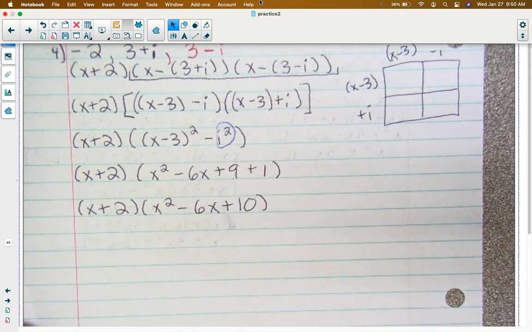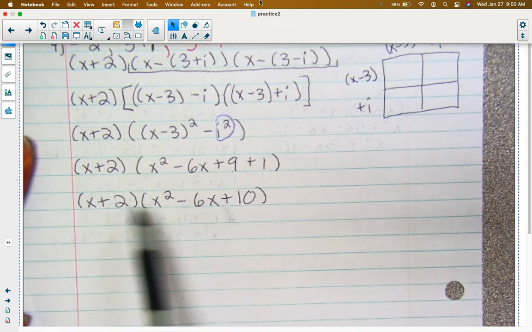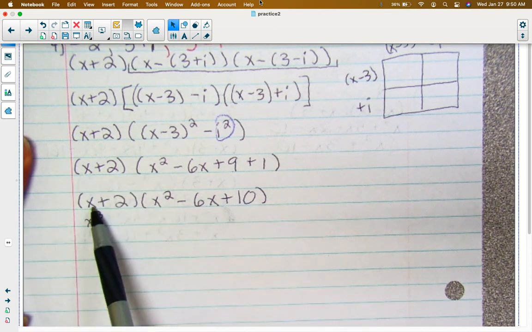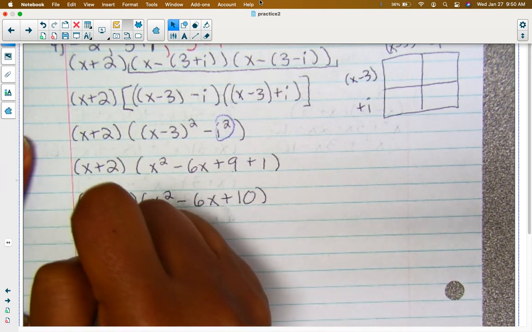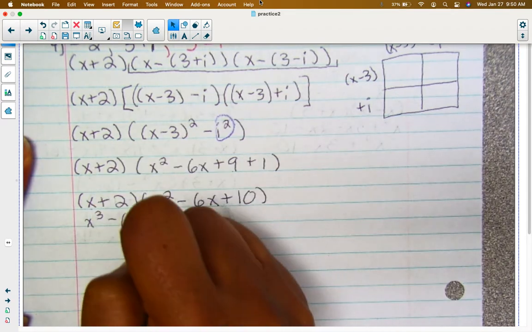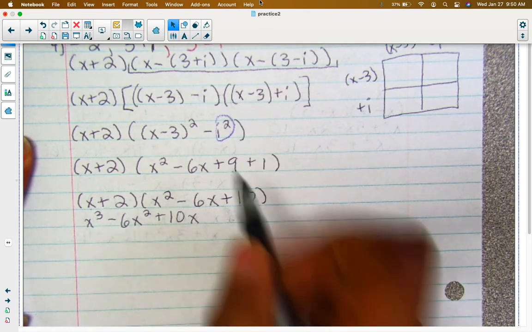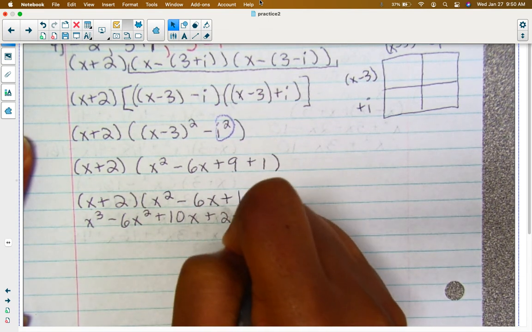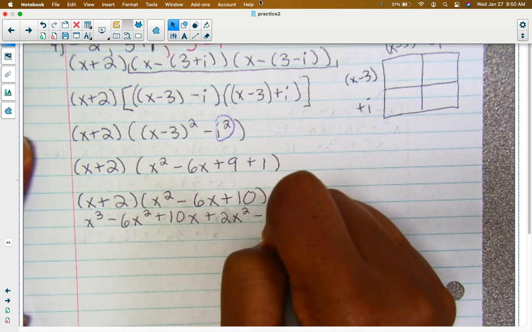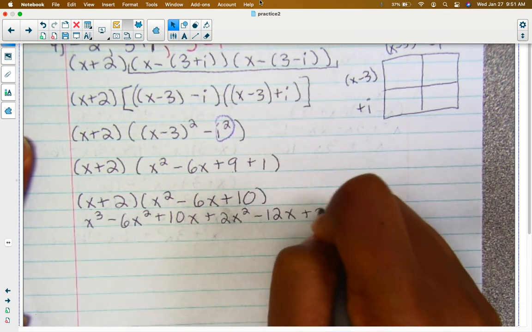And the last thing I need to do is the distributive property. So x times x squared is x to the third. x times negative 6x is negative 6x squared. x times 10 is 10x. 2 times x squared is 2x squared. 2 times negative 6x is negative 12x. 2 times 10 is 20.